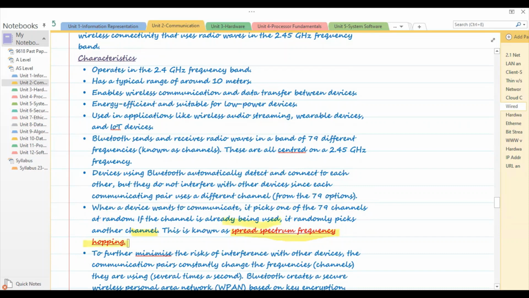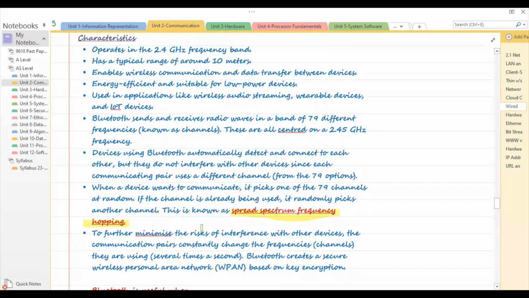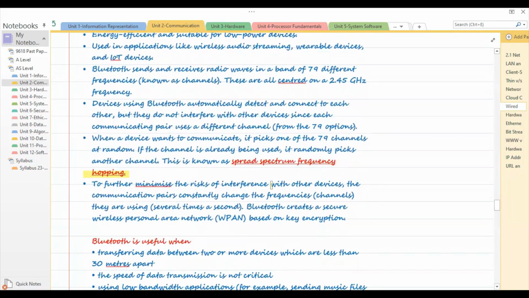spectrum frequency hopping, right? To further minimize the risk of interference with other devices, the communication pairs constantly change the frequency channels they are using several times a second, right? So this is known as spread spectrum frequency hopping. They continuously keep on hopping on these frequency channels to minimize the interference.